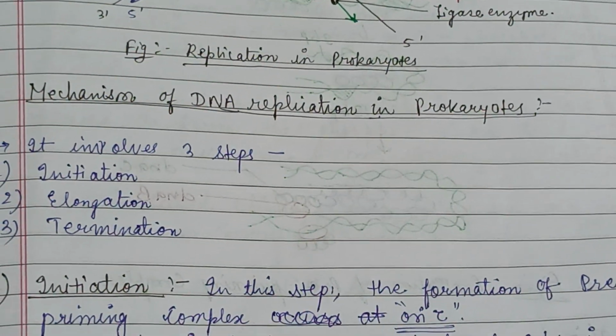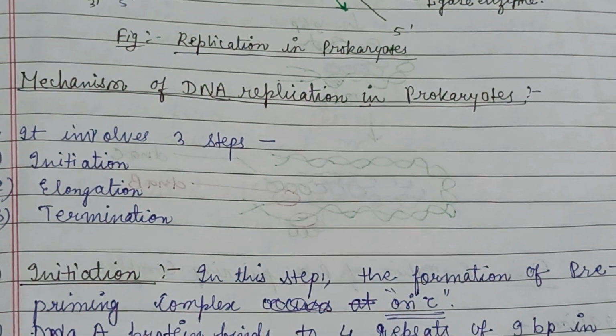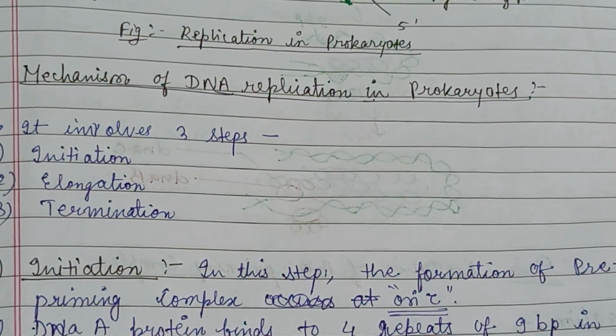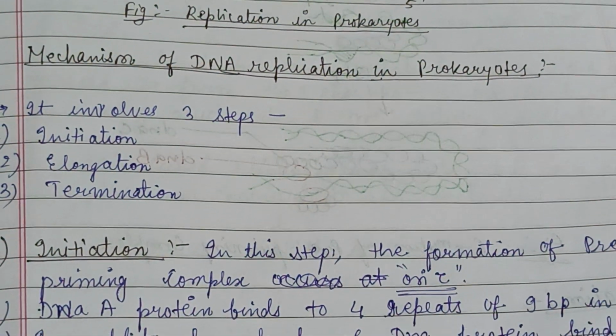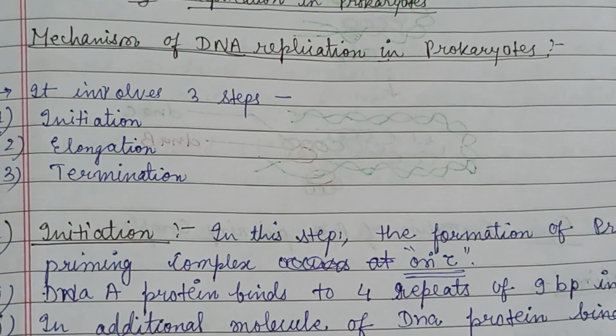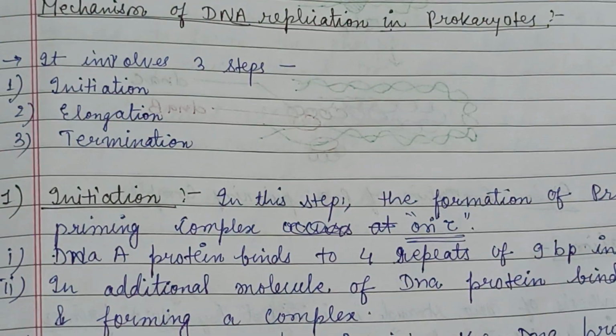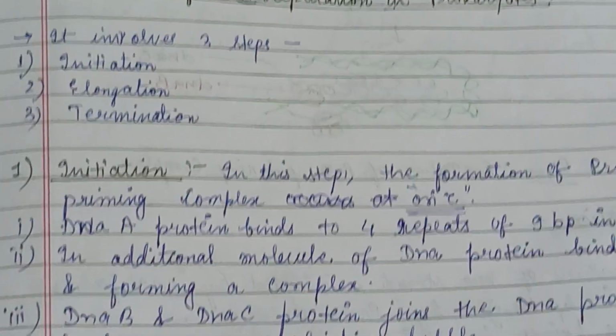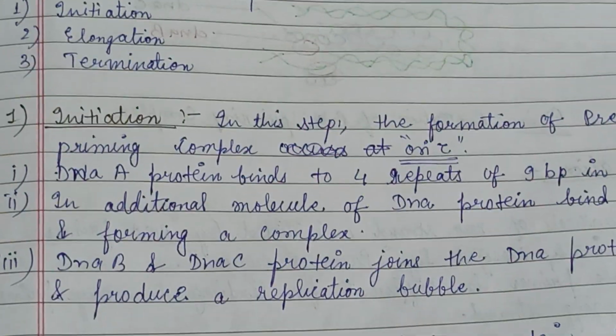Friends, this video is about the mechanism of DNA replication in the prokaryote. As we have discussed in the previous video about the factors and the enzymes involved in DNA replication, and the overall view of DNA replication in prokaryotes, in this video we are just going to deal with the mechanism. It involves three stages: initiation, elongation, and termination.